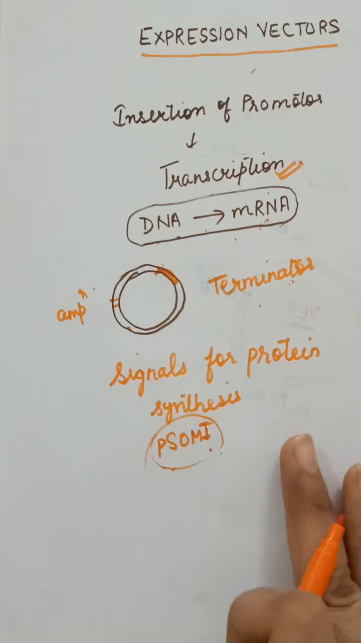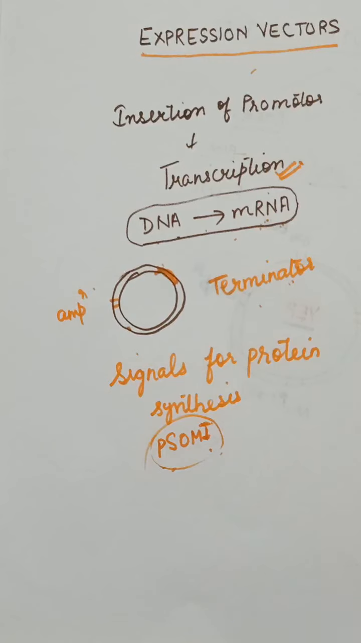Just learn this definition: expression vectors are the vectors which contain the signals for protein synthesis. That means they have the promoter sequence to produce a certain protein in large amount. These kinds of vectors which have these signals are known as expression vectors.